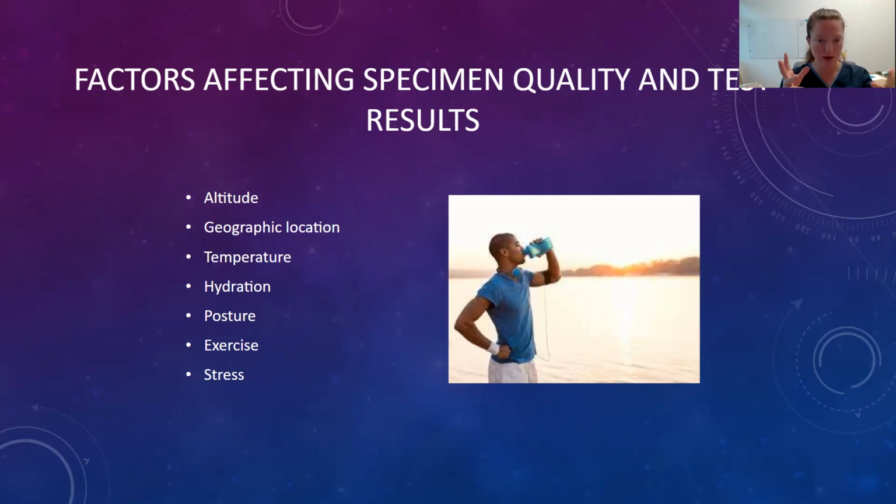Posture, exercise, and stress, those kind of go together because they cause similar things to happen to the lab results. Basically, strenuous exercise, stress, like being anxious or fear, can have similar changes in the composition. For example, strenuous exercise can cause a temporary increase in white blood cells and various enzymes and other chemical levels. And I think that's it for those. And I already mentioned the timing.